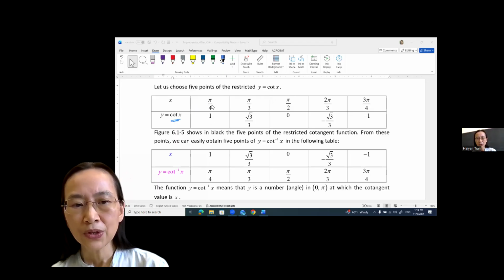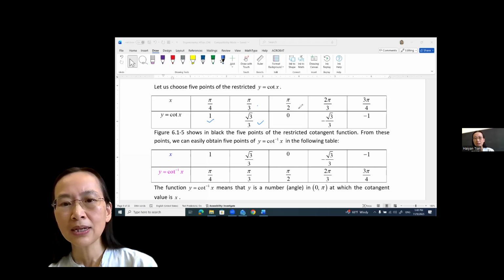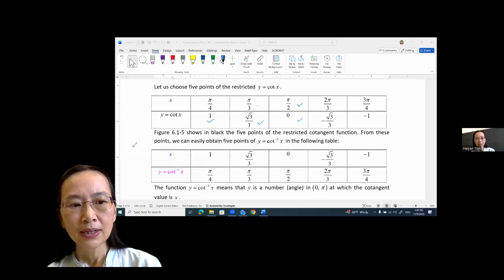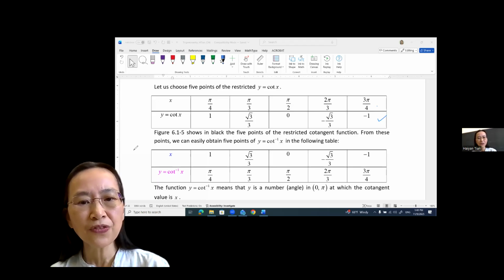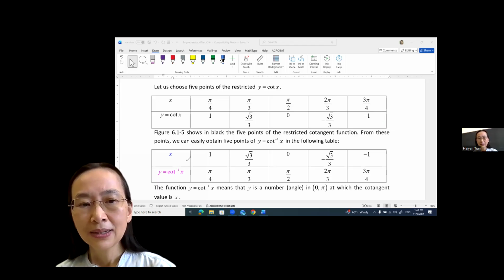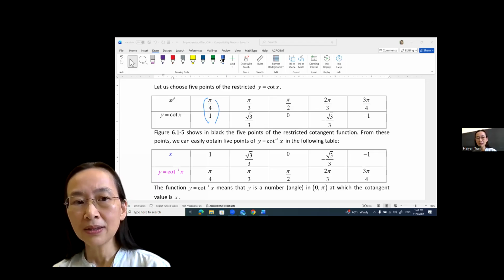Here we have a table. At pi over 4, cotangent is 1. At pi over 3, cotangent is square root of 3 over 3. At half of pi, the cotangent is 0, and so on. At 3 pi over 4, cotangent is -1. So once we find this, each ordered pair is a point on the cotangent curve.